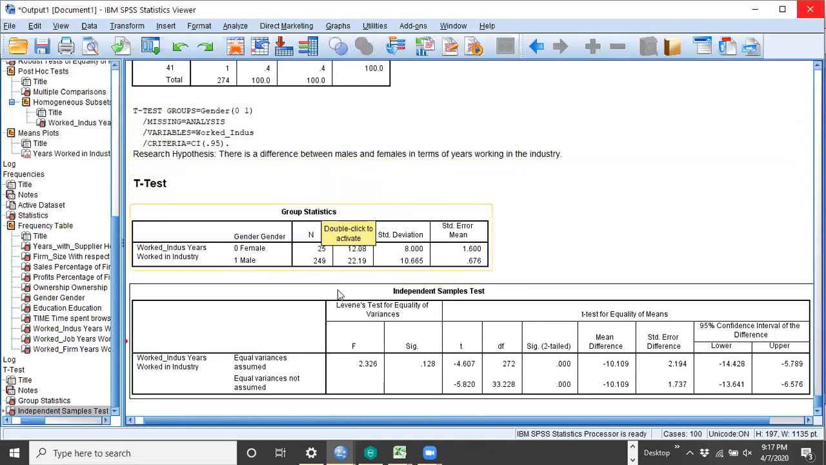And then you can go back and say, okay, now that we rejected the null, there is a difference in the years of working in industry. Where is the difference? You can then go back and look at the mean and say, okay, males statistically have worked longer in the industry than females. And there can be several reasons for it, but that's really not about this.